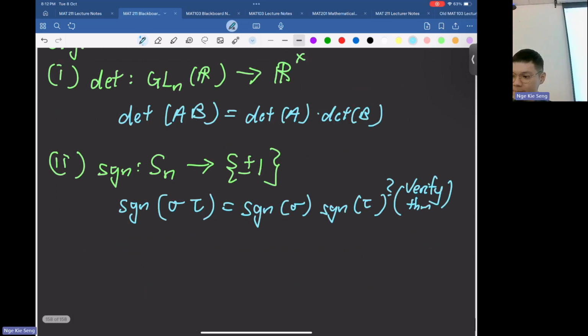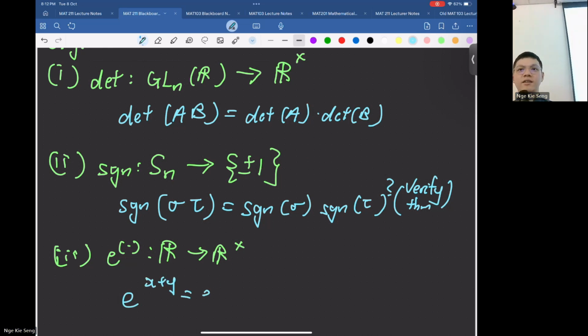What else? A very easy one, the exponential function. This one you saw in high school already. From where to where? From R to R cross. Why? Because you know that e to the x plus y is e^x times e^y. So the addition in your domain becomes a multiplication in your codomain. So these are homomorphisms, natural things inside your life. You have been using this property a lot and a lot.